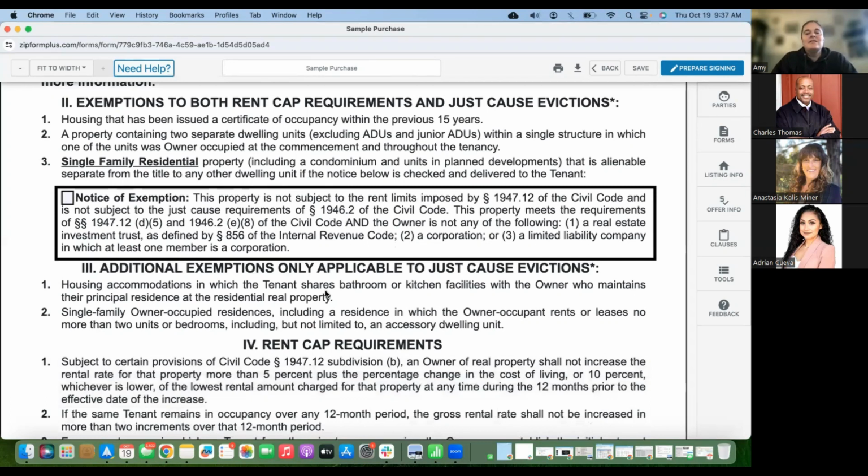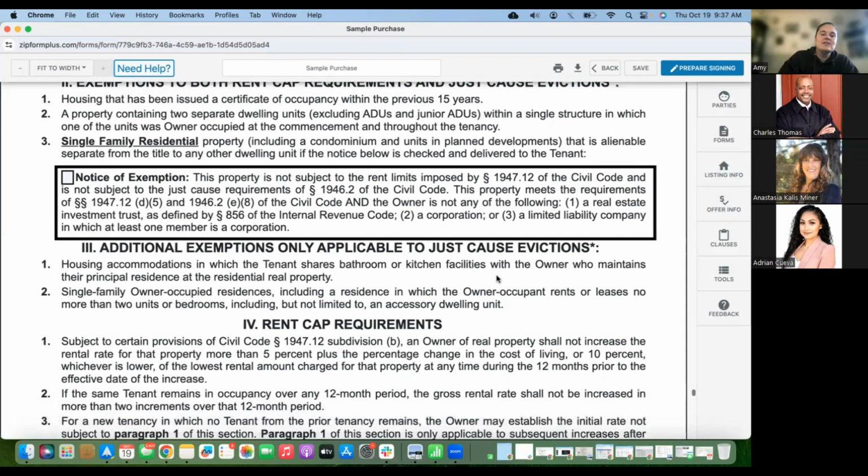Additional exemptions only applicable to just cause evictions: housing accommodations in which the tenant shares a bedroom or kitchen facilities with the owner who maintains their principal residence at the residential real property, right? So you're leasing a bedroom to somebody out of your own property. Single family owner-occupied residences, including a residence in which the owner-occupant rents or leases no more than 2 units or bedrooms, including but not limited to an accessory dwelling unit. Those are additional exemptions to the just cause evictions.